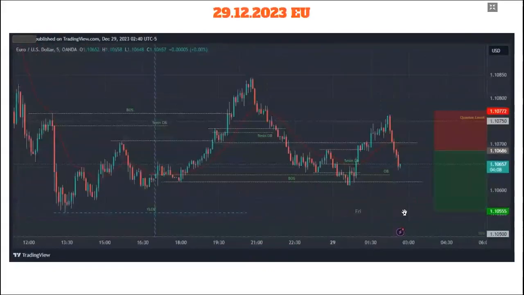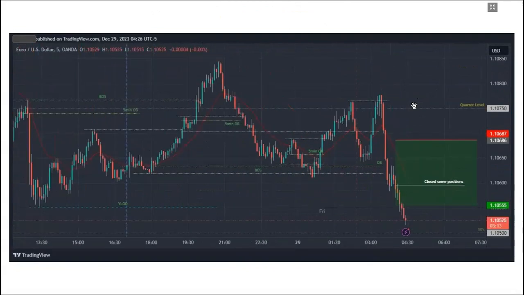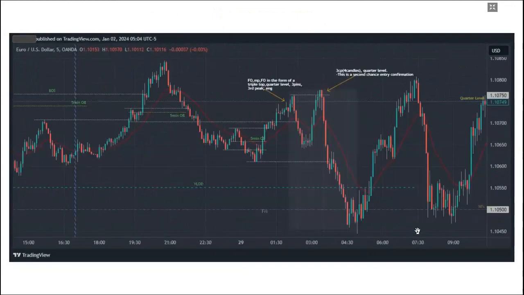And then here we have EU on the 29th, closed partials. Price eventually reached the take profit level. The reason for taking this was because looking at this area right here, price did a fake out. The daily fake out is an M pattern, and this fake out is in the form of a triple top, up, down, up, down, rejecting off of the quarter level.